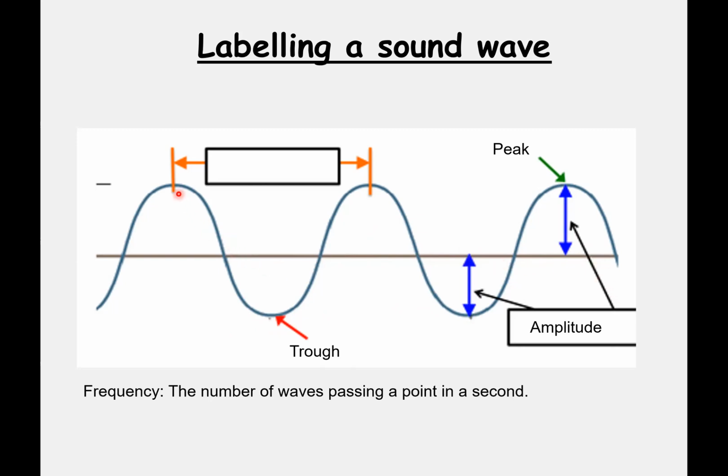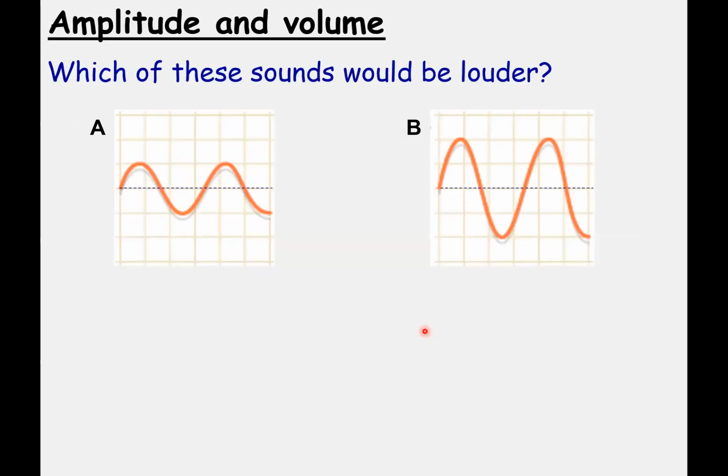The distance between the center of two adjacent peaks is called the wavelength. The volume of a sound changes as its amplitude changes. So a large amplitude creates a loud sound and a small amplitude creates a quiet sound.